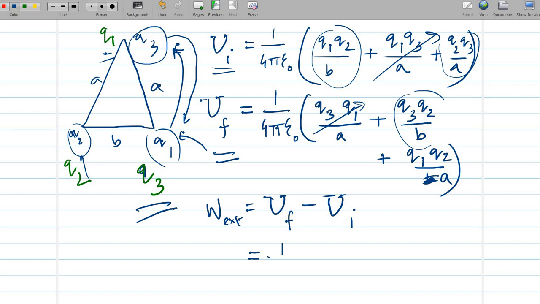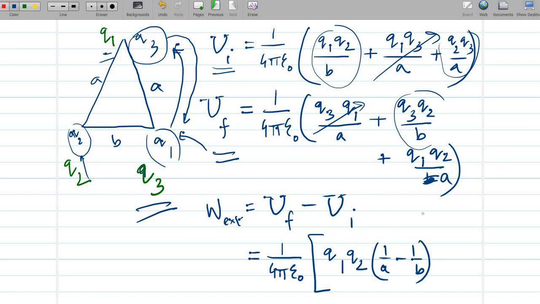So at the end of the day, you would find 1 over 4 pi epsilon naught, and then you have Q1, Q2, 1 over A minus 1 over B. And then you have Q2, Q3, so plus Q2, Q3, and then you have 1 over B minus 1 over A.